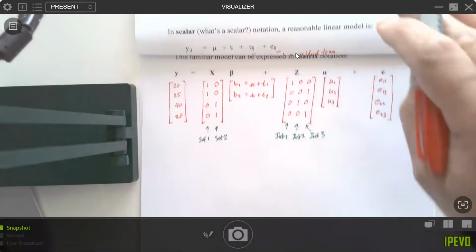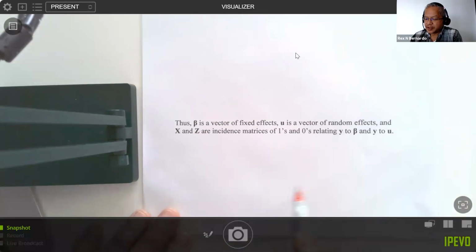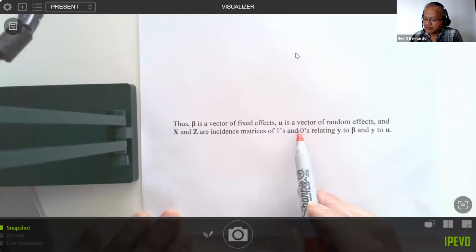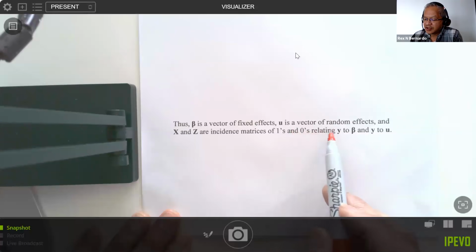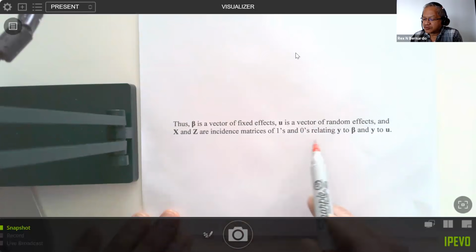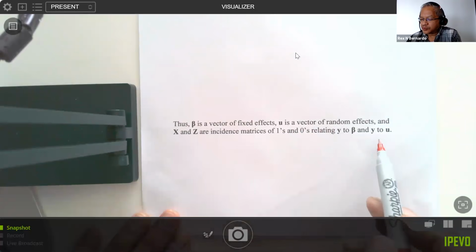So what we have here then is that beta is a vector of fixed effects, and u is a vector of random effects. Then X and Z are just incidence matrices of ones and zeros relating X to B and Y to U.